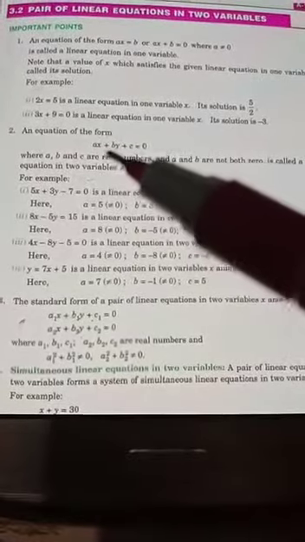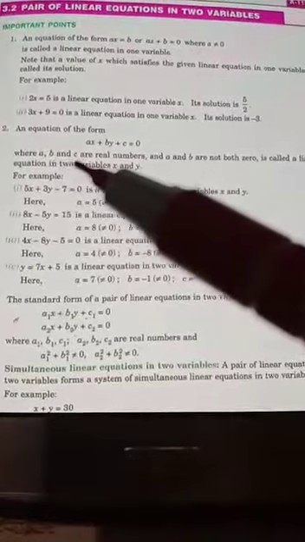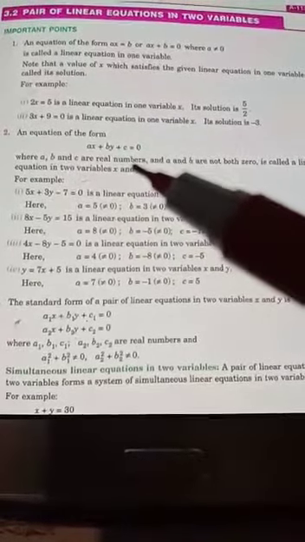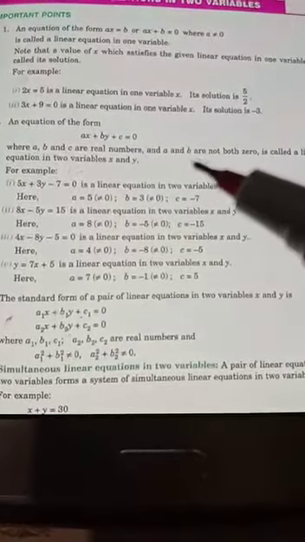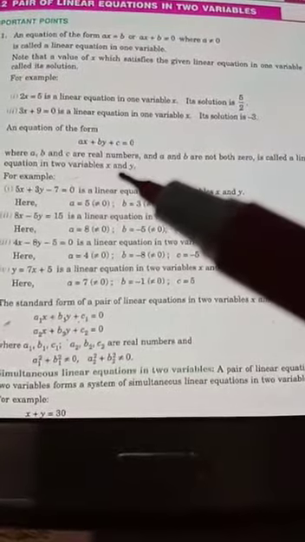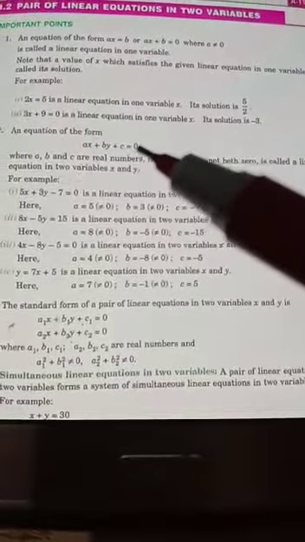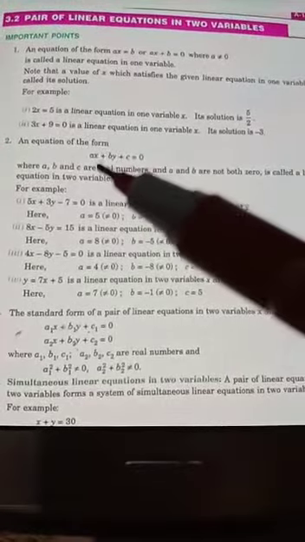Second important point: an equation of the form ax + by + c = 0, where a, b and c are real numbers and a, b are not both 0, is called a linear equation in two variables, which is the general linear equation of two variables. The two variables are x and y. a, b, c are constants.